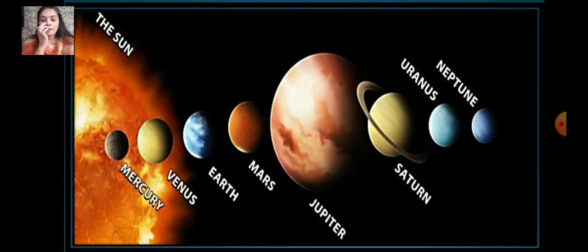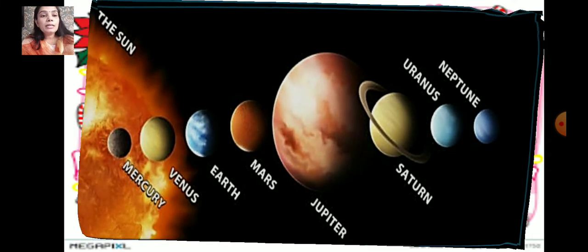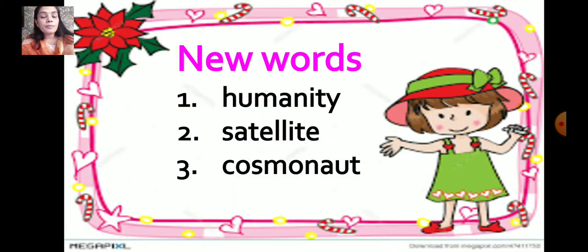Okay. Now we'll move on to the lesson. Before we go into the lesson, let us learn some new words. As we are learning these new words, after learning them, find these words in your textbook and underline them. You might have your dictations in this lesson. Okay, now let's start. Number 1, humanity.